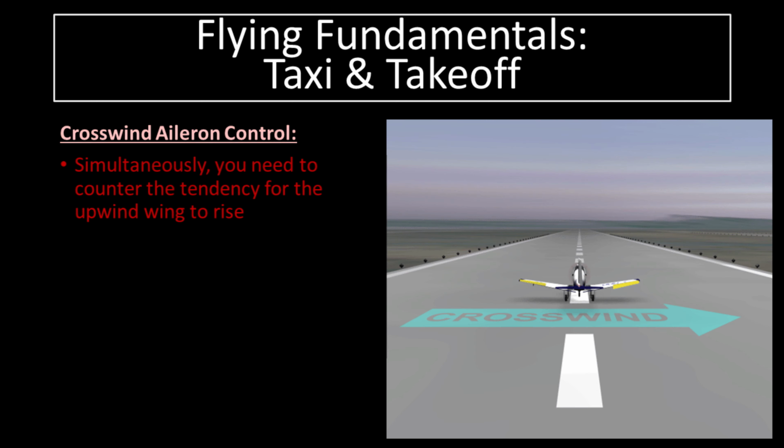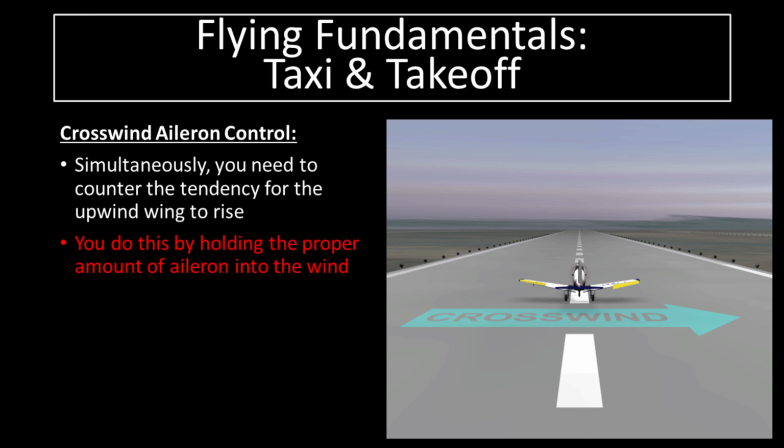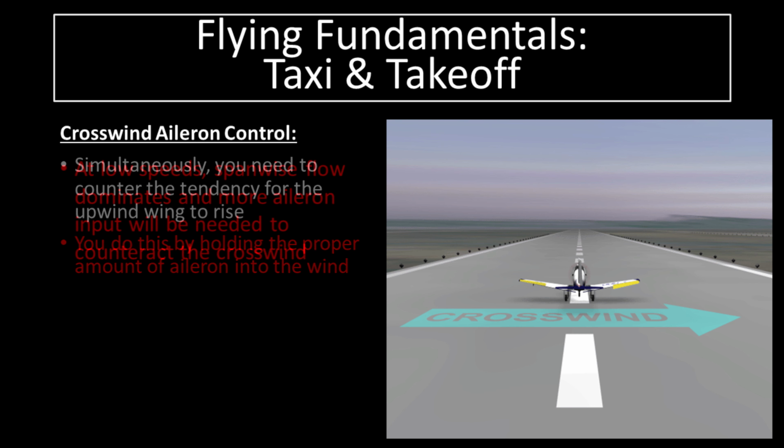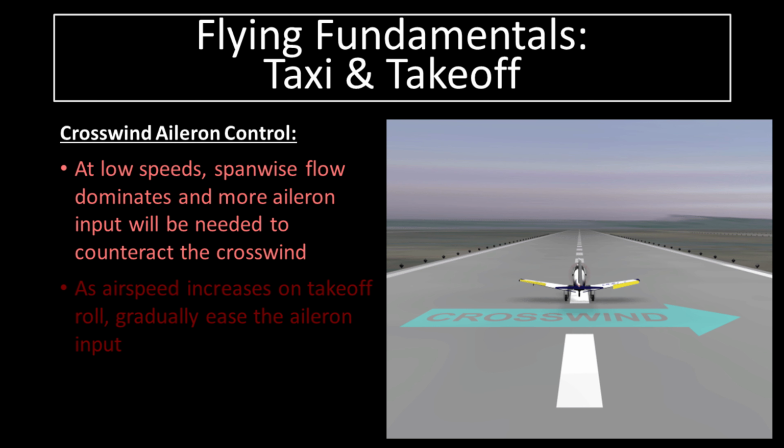Another aspect of the takeoff roll on a crosswind is recognizing the tendency for the upwind wing to rise. The way to counter this is by holding the proper amount of aileron into the wind. At low speeds, more aileron input will be needed to counteract crosswinds. As speed increases, gradually reduce the aileron input for a smooth transition down the runway.